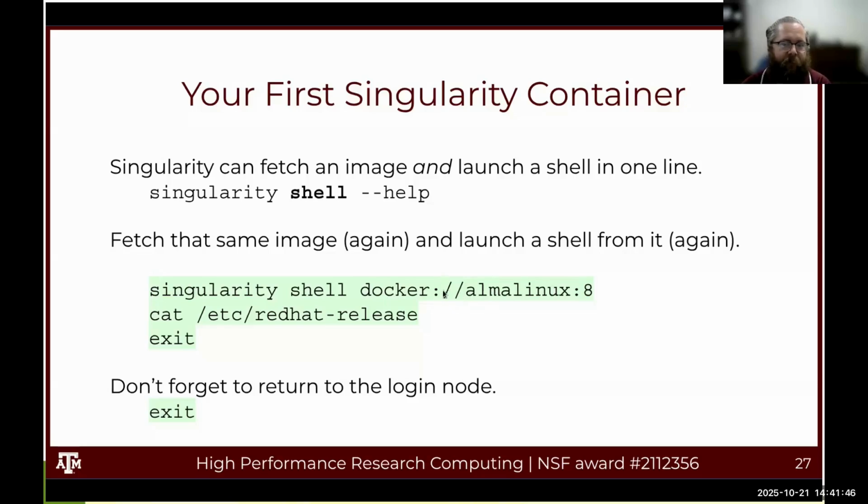In this case, there's no path to the repository. It's // there's no path. So it is the default path. The default path is Docker Hub. It's the same default. It's a mystery to me why Singularity has a default repository, but not a default file format for the default repository. Anyway, that's the way it is. So it's Singularity shell, file format, no path because it is the default repository, and then the name of the image. It's the same image we pulled before. Alma Linux 8.